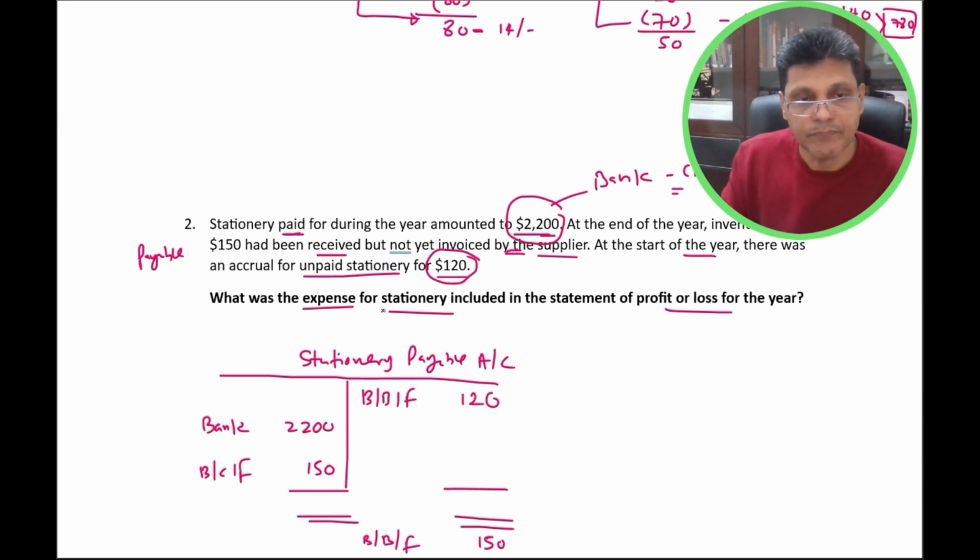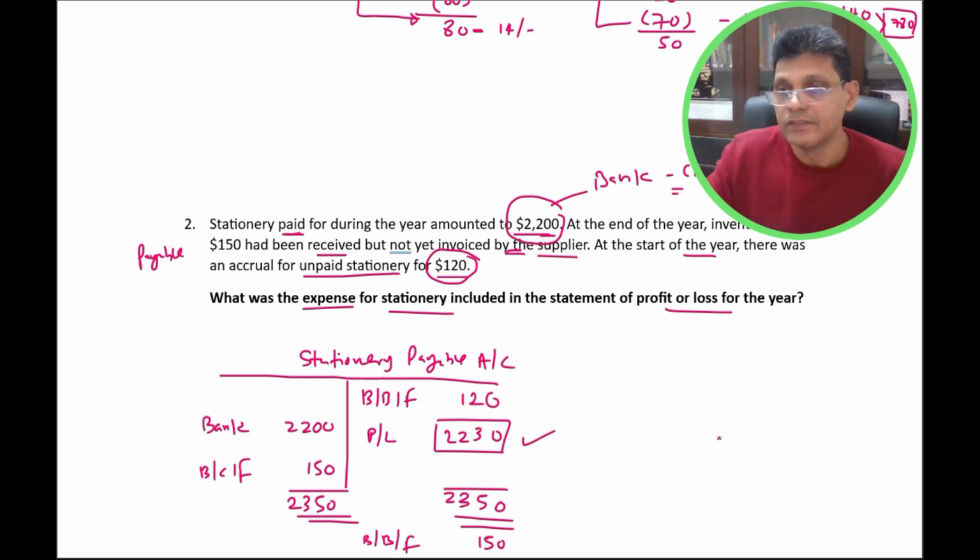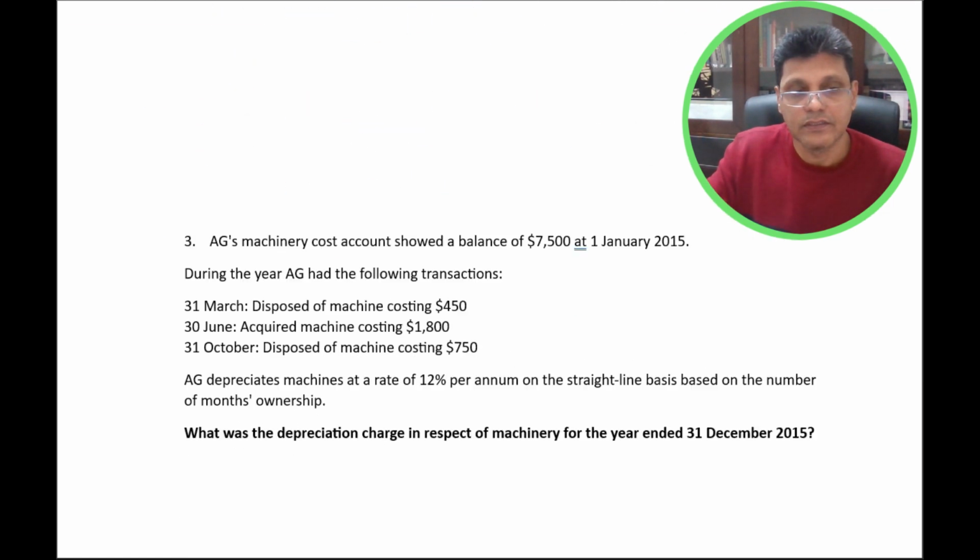So what was the expense for stationery included in the statement of profit or loss? So when you take this, that will be the profit and loss charge to be charged to the P&L account. So here you will credit and debit the P&L account. So when you take the total 2350, and the amount will be 2230. So this is the answer for this particular question. The amount to be charged to P&L account is 2230. So let's move on to the other question.